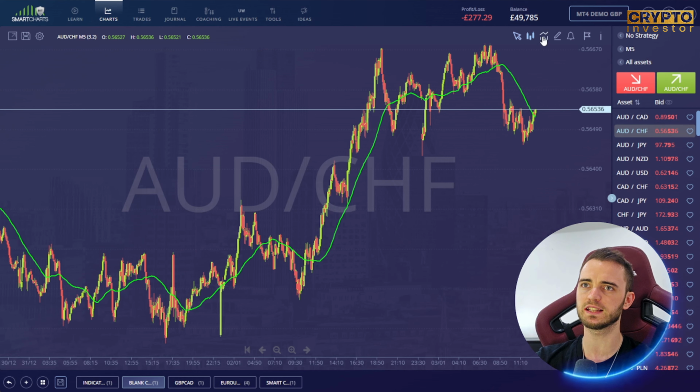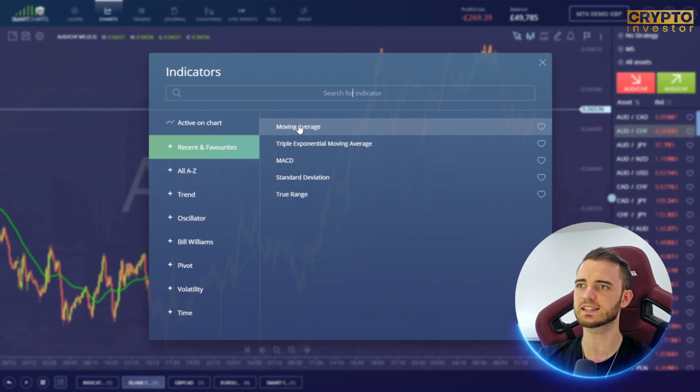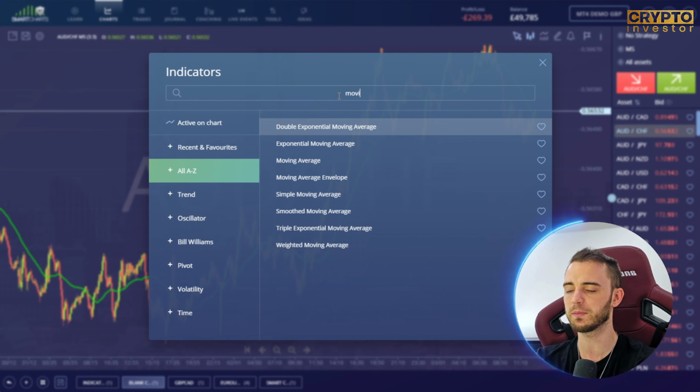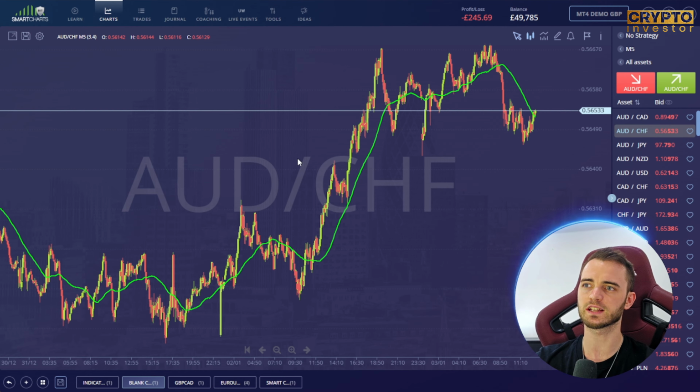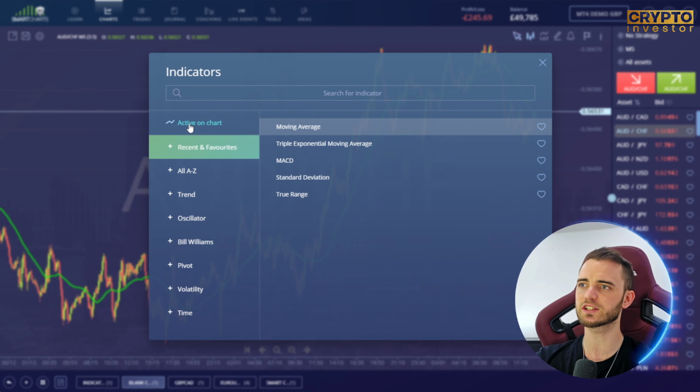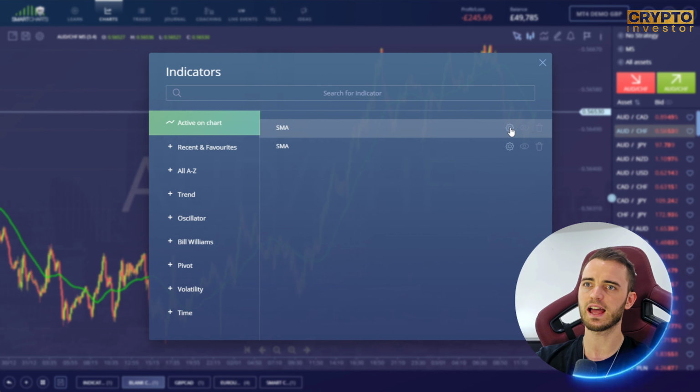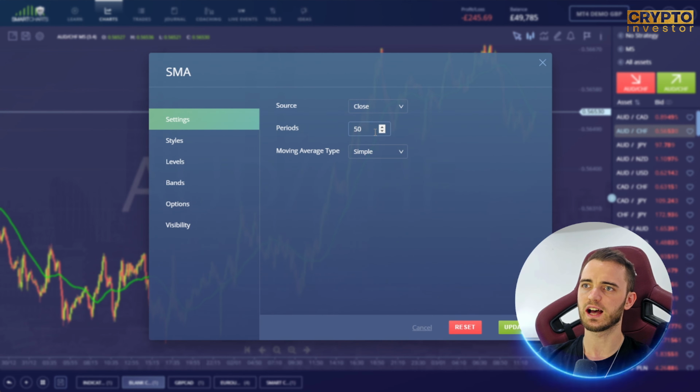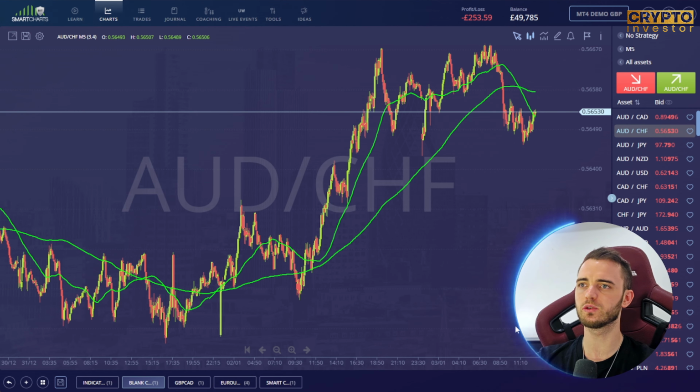So we're going to press this button in the top right here to add an indicator. Now we're going to click on moving average here. You can actually find moving average by just typing in moving average. It's going to come up there, and you're going to add it to your chart. After that, you're going to go back to this section, go to active on chart, and then just adjust this to 200.